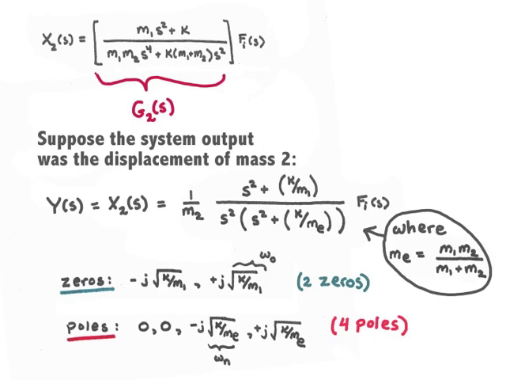With this defined, the poles of this fourth order system are the roots of the denominator polynomial. These are clearly 0, 0, minus j times the square root of k over me, and plus j times the square root of k over me. The square root of k over me is the natural frequency of vibration of the two-mass system. We label it omega n. The zeros of this system are as follows: minus j square root of k over m1 and plus j square root of k over m1.